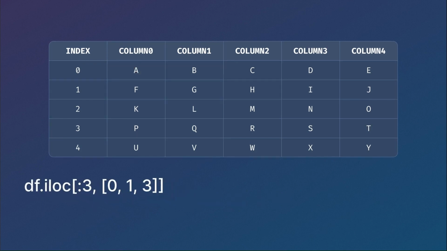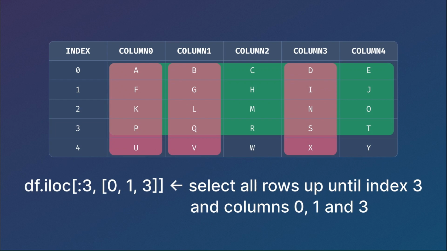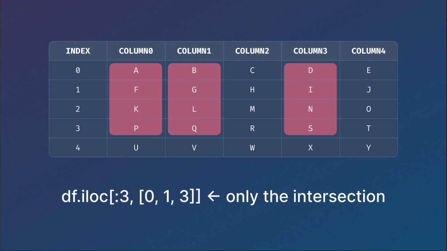And finally, we can combine multiple techniques that I have shown you. So we could select all of the rows up until index number 3 like this. And then we pass in the array for the columns for the indices 0, 1, and 3. And our resulting selection would still be the intersection of both of those selections. So our final result would look like this.